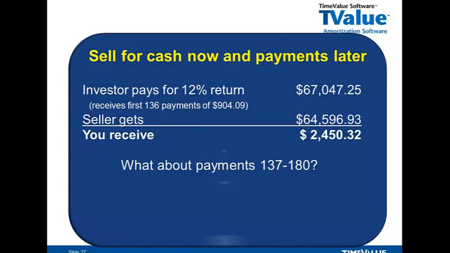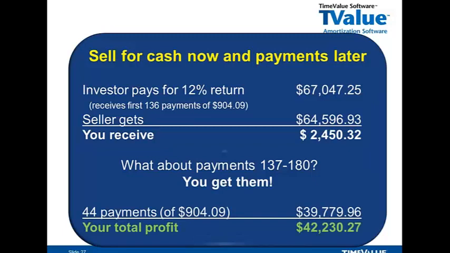So in this case, the $67,047 was the amount that the investor is going to pay for 136 payments of $904. I give the seller $64,596. Okay, so therefore I keep the $2,450 up front. And what about payments 137 through 180? Well, you get those 44 payments of $904 and a total profit of the $42,230. And the question some people might ask is, well, what's my yield on that? In this case, I didn't put any money up for the deal. I got $2,450 up front plus payments in the end. I think that's a pretty good deal, and I don't really need to calculate what my yield is there because it's infinite. I would say so.